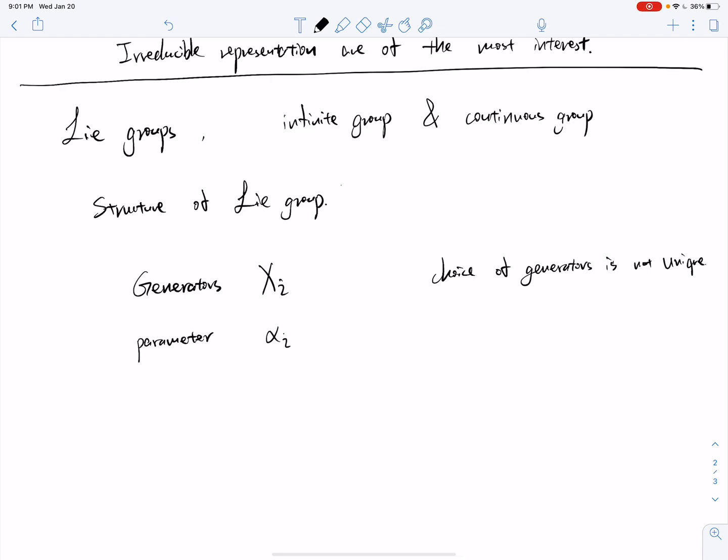Now that we have generators, for each generator we need to give it a parameter. Let's just call them alpha. These parameters are numbers, and they're continuous. That is why a Lie group is normally called a continuous group.